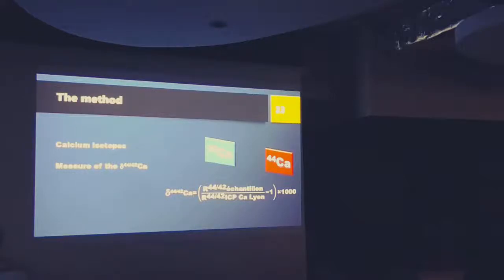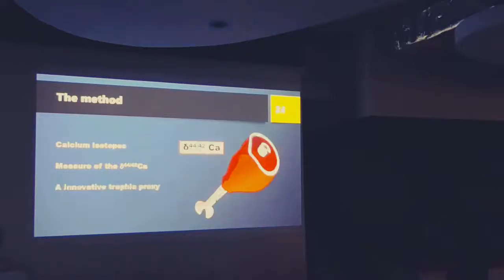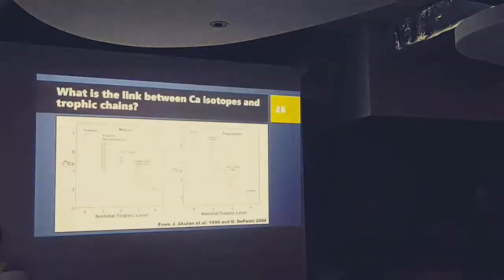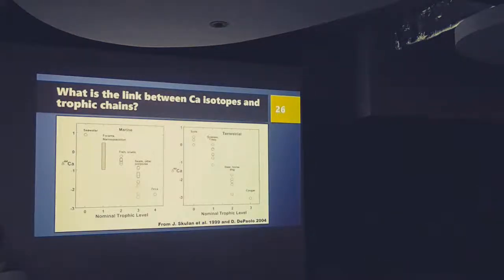And why we use calcium to understand trophic structure is that calcium isotopes are an innovative trophic proxy. I will explain that in detail just now. So what was the trophic structure of this fauna? According to data on modern faunas, there is a relation between the delta calcium and the trophic level, both in marine and terrestrial environments.